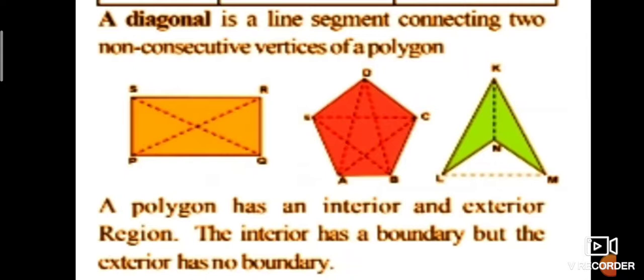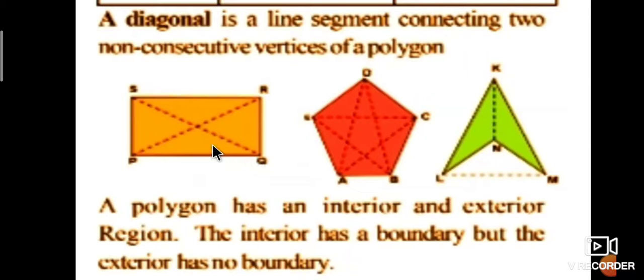What is a diagonal? A diagonal is a line segment connecting two non-consecutive vertices of a polygon. Non-consecutive, dear student: consecutive means one after the other. For example, for S, P and R are the consecutive vertices, but Q is not consecutive. Joining these two non-consecutive vertices with a line segment is called a diagonal.